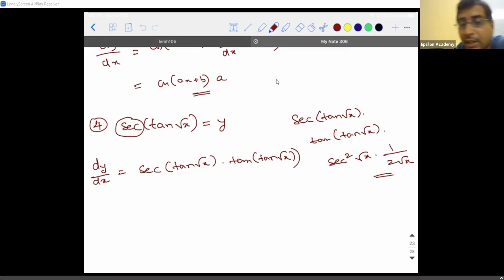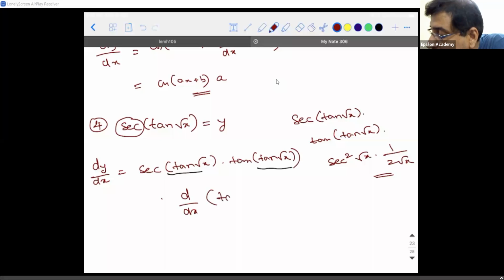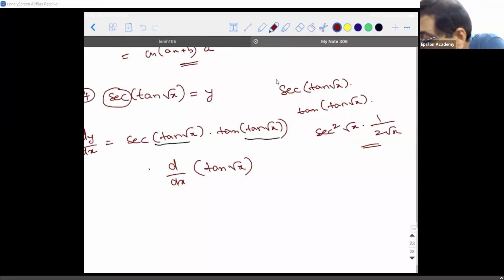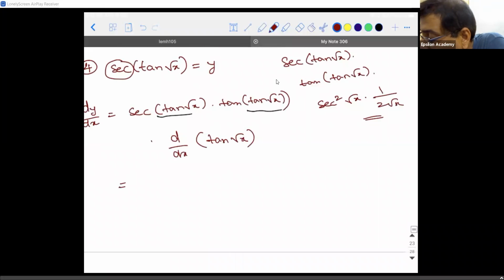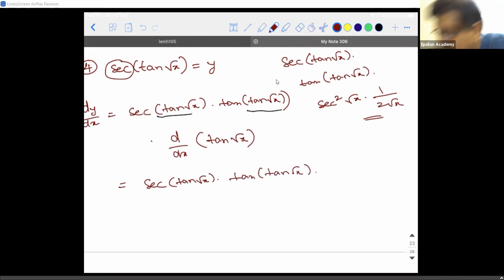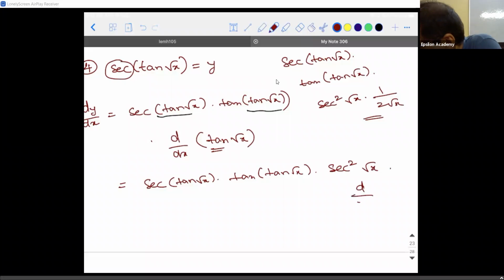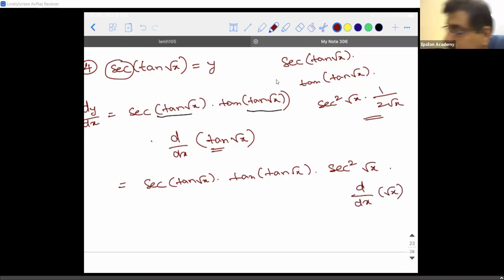I hope everybody is clear with this step. Yes, sir. Okay. Into what could I write the value of d by dx as? It is tan of root x, correct? So it is secant of tan root x into tan of tan root x multiplied with tan of root x. So derivative of tan is secant square into root x into d by dx of root x.